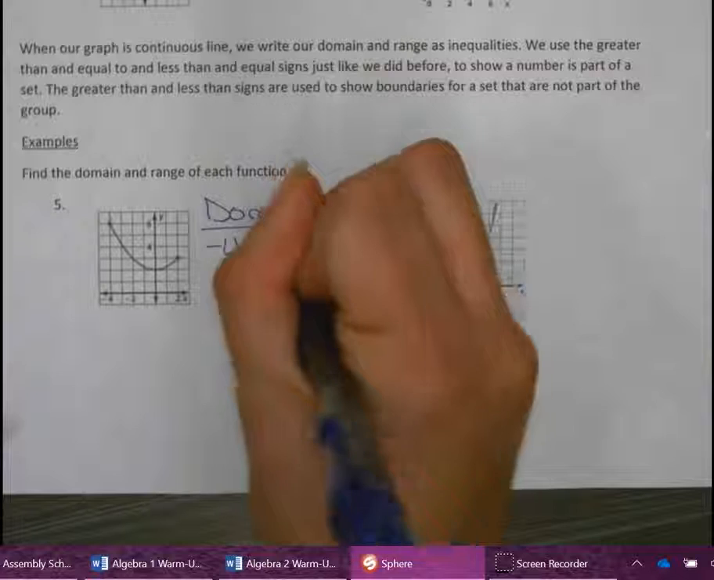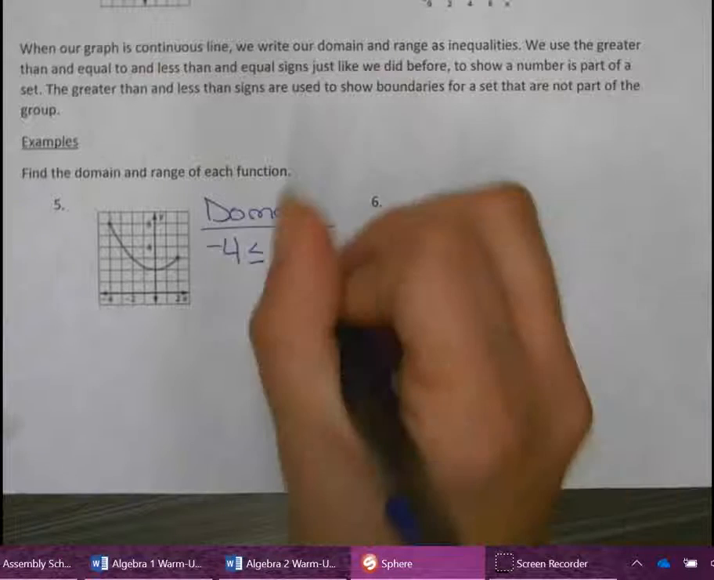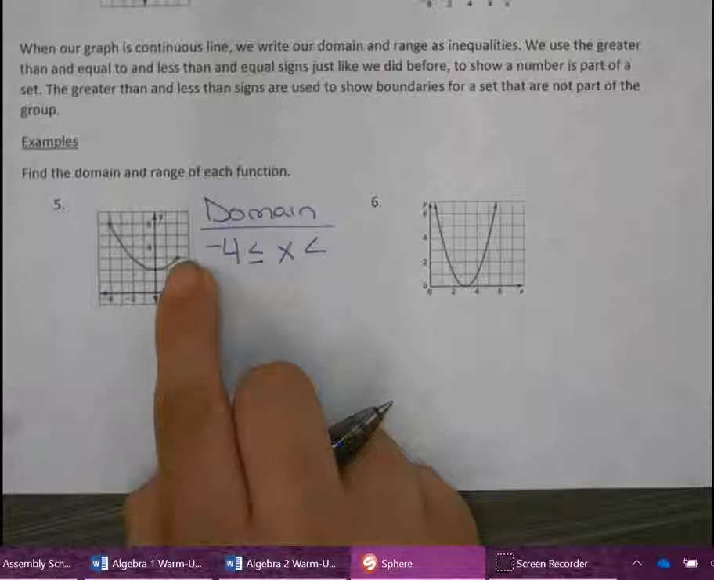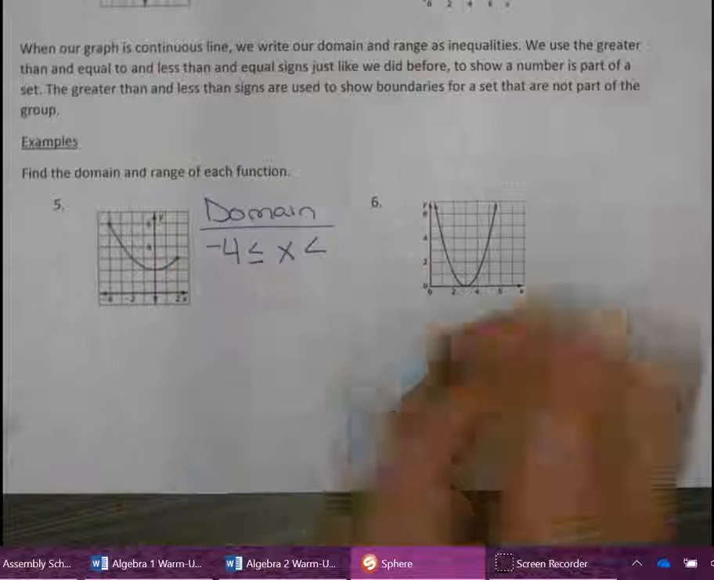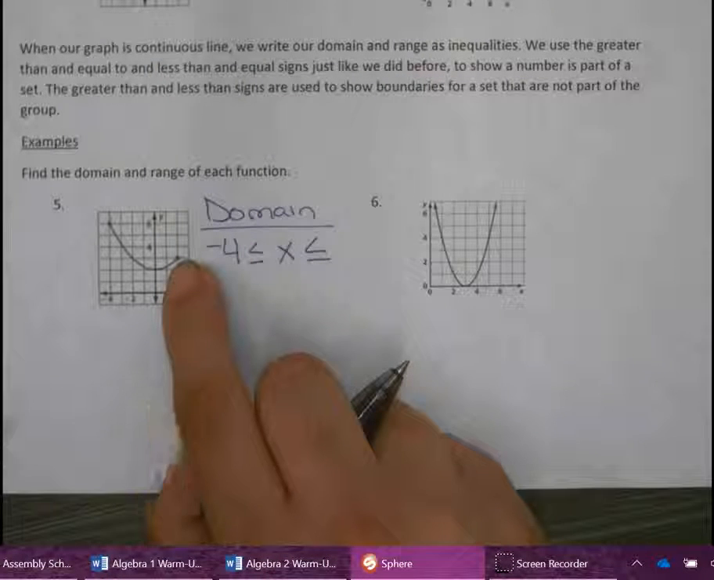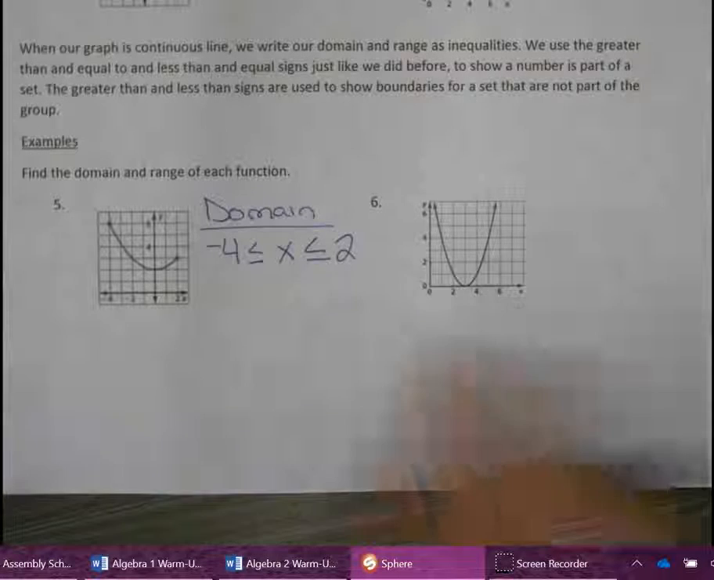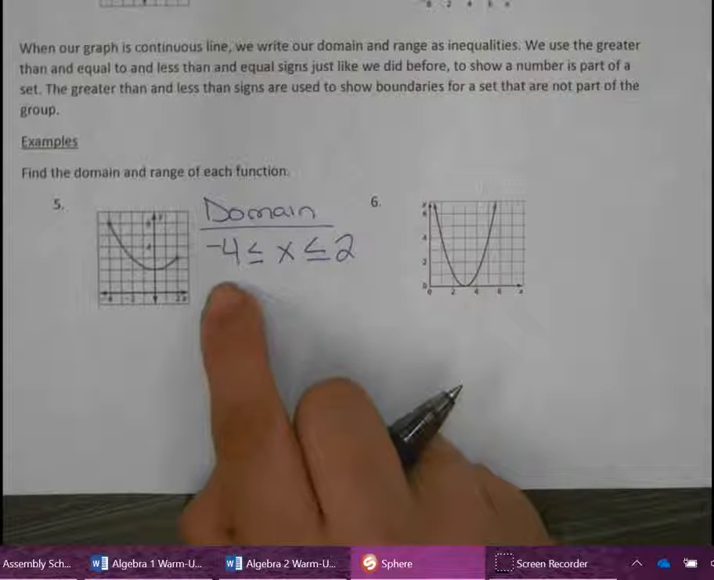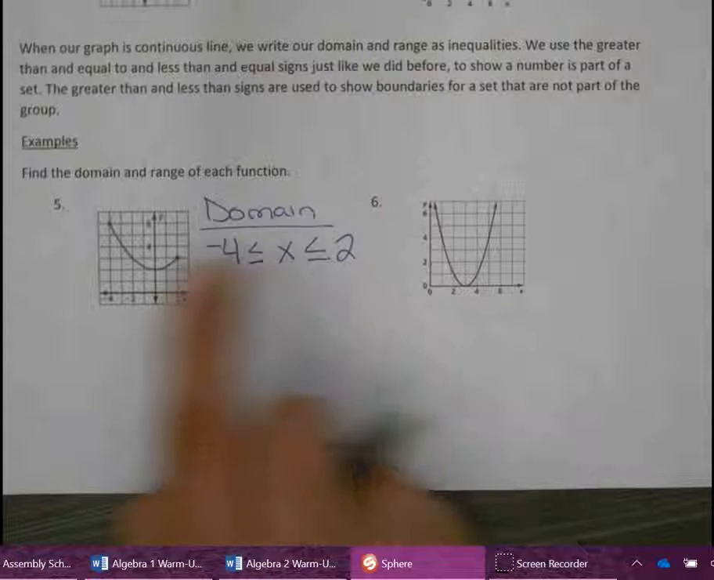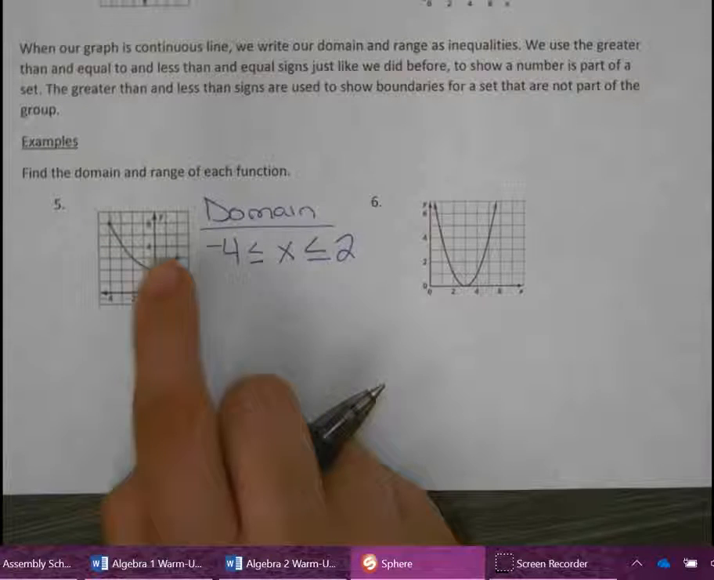Domain is the letter x, so I write x in the middle. Is this dot filled in? So I get the line underneath, and then what's the x value here? 2. Does that make sense? So this is telling me that all my x values between -4 and 2 are included on this graph. Okay.